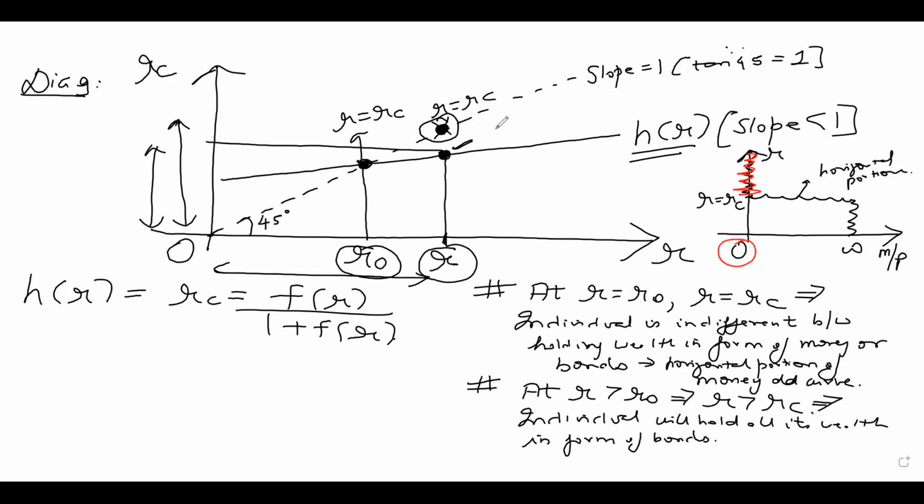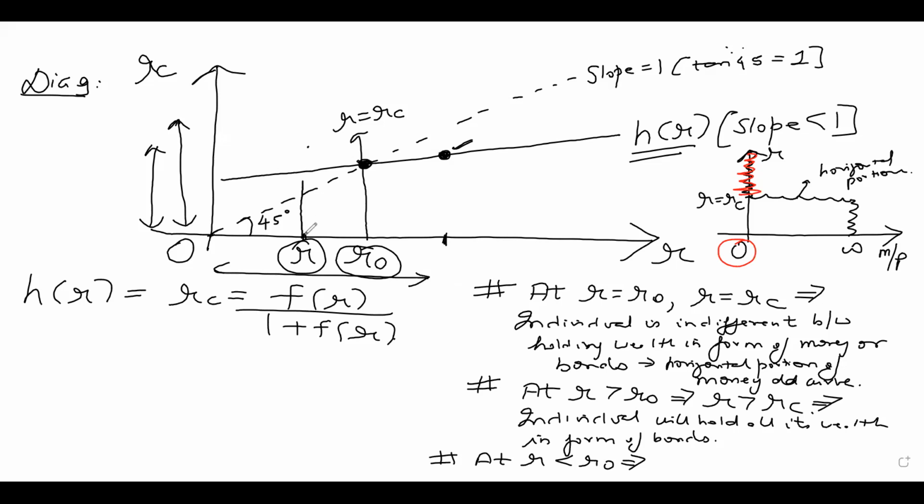And then guys, you can clearly see that at R less than R naught, instead of here, suppose you are here. Suppose you are here when R is less than R naught. Now guys, at this, what is your actual RC?